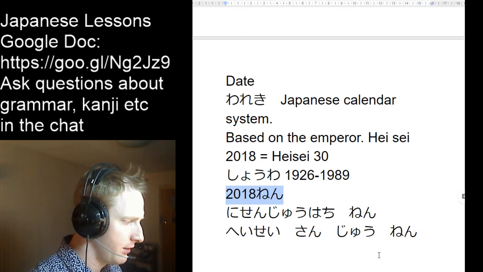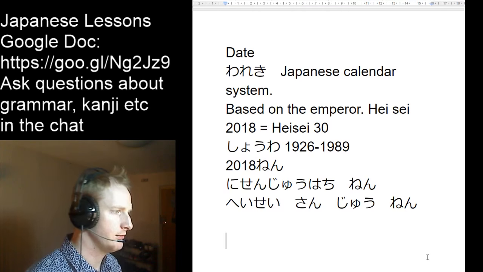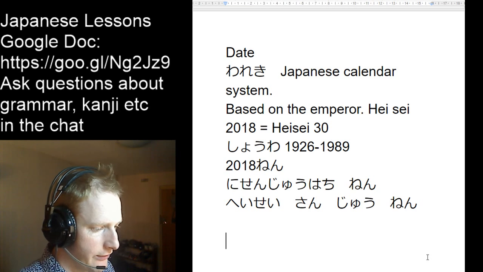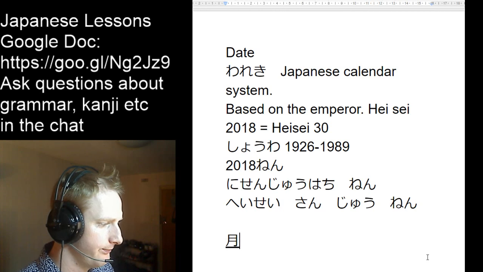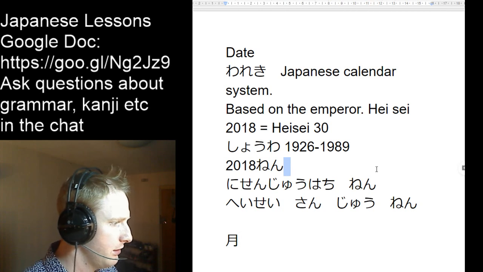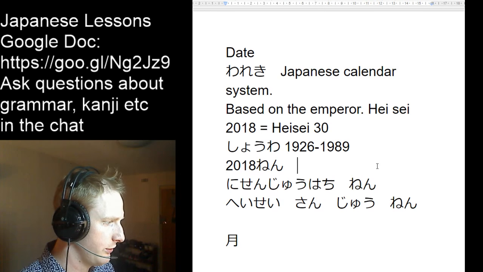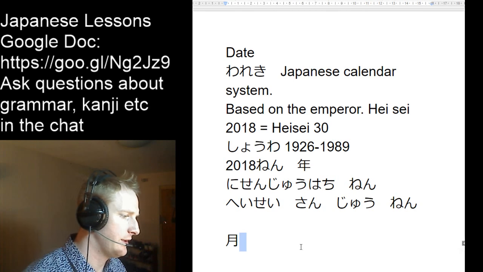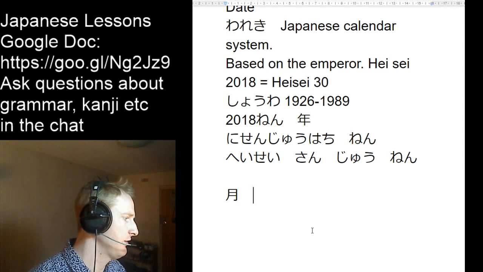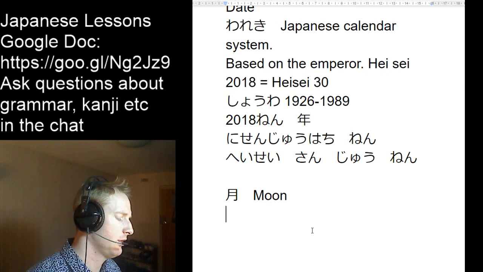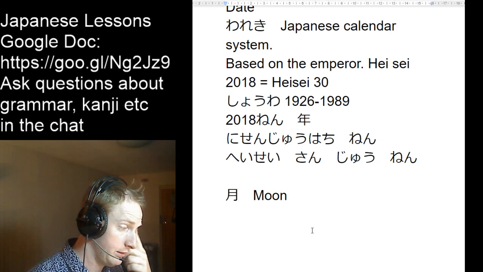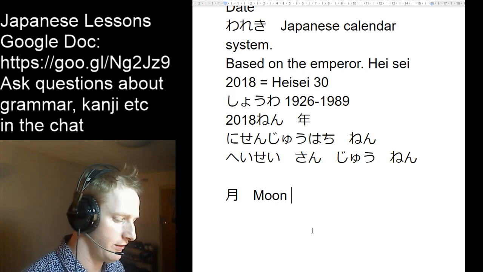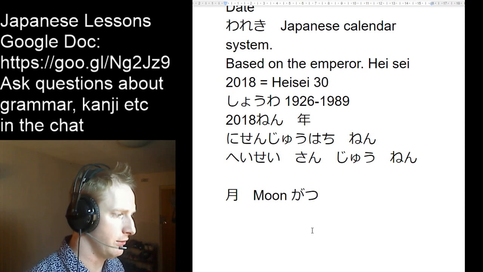Okay, so we've got the years. What do we do next? Well, we look at the months. So months, we use this character. Did I write nen? I didn't. Should probably put the kanji. That's the kanji for year. Okay, so we have this kanji. Now this kanji actually means moon. Alright, and if you think about a moon, like the lunar cycle, it's a month, so kind of makes sense. Now this kanji, in this instance, we're going to be reading it as gatsu.